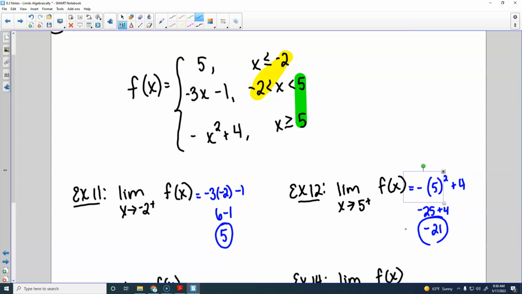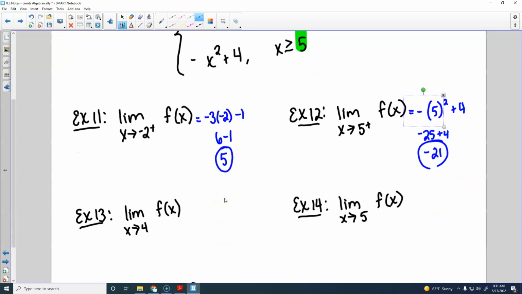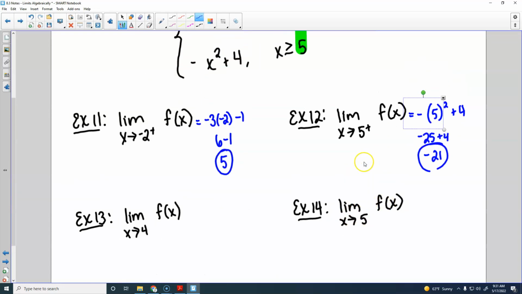Now, I just said our limit at 5, is it going to exist? We said no. But does it exist from each side? When we look at that graph, from each side, the limit exists from that side. It approaches -21, but it doesn't exist from both sides of the graph. So if I skip down here to 14, it's going to ask me for the limit as x approaches 5 of f of x. And that is going to be does not exist.